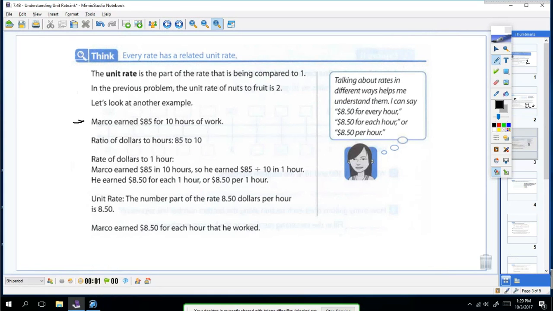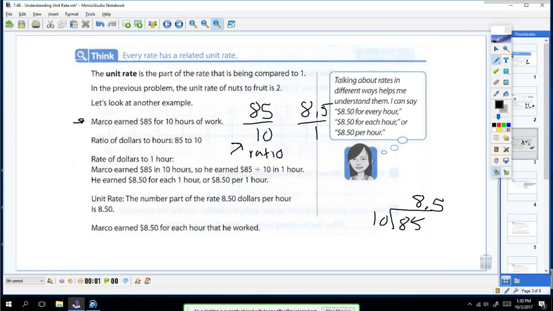So let's try another example. So Marco earns $85 for every 10 hours. So that's $85 for 10 hours. That is a ratio. So we're going to divide 10 into 85, and you get 8.5. So it means that it's going to be 8.5 for every 1 hour. So I make $8.50 for every 1 hour. That is a unit rate because it compares a quantity to one. So it's 8.5 per hour.